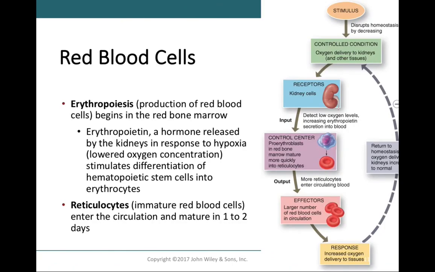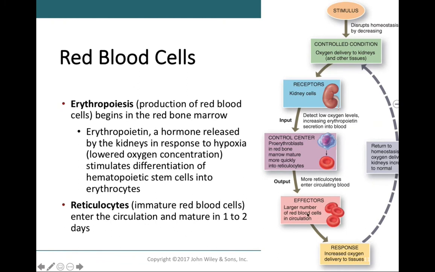So we spoke a few slides ago about the pluripotent stem cell. That's going to give rise to the myeloid lineage, and the myeloid lineage will then in turn give rise to our red blood cells. This specific process of making new erythrocytes is what's referred to as erythropoiesis. We will find that the kidneys release a special hormone known as erythropoietin. And erythropoietin is what's going to stimulate the process of erythropoiesis.